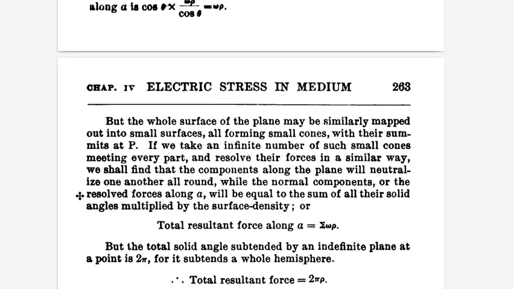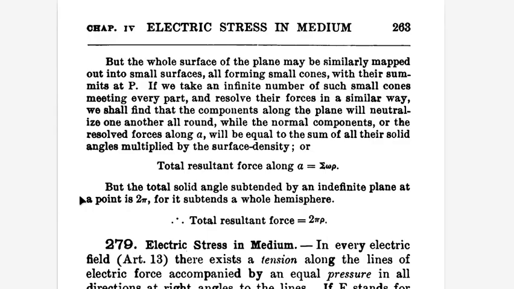But the whole surface of the plane may be similarly mapped out into small surfaces, all forming small cones, with their summits at P. If we take an infinite number of such small cones meeting every part, and resolve their forces in a similar way, we shall find that the components along the plane will neutralize one another all round, while the normal components, or the resolved forces along A, will be equal to the sum of all their solid angles multiplied by the surface density, or total resultant force along A equals sigma omega times ρ. But the total solid angle subtended by an indefinite plane at a point is 2 pi, for it subtends a whole hemisphere. So the total resultant force equals 2 pi times ρ.